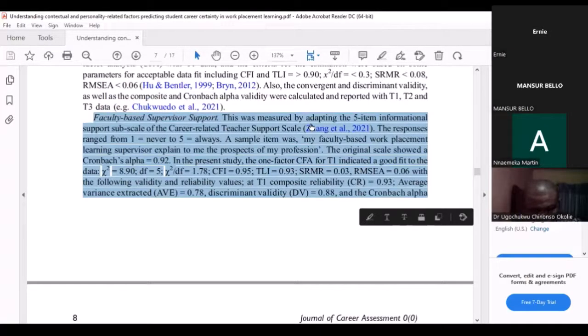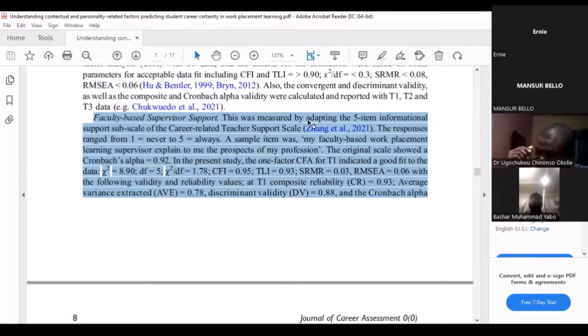My prof, can I ask a follow-up question? For instance, you made mention that if you want to design your own instrument, you say it's a lot of job, if I get you right.